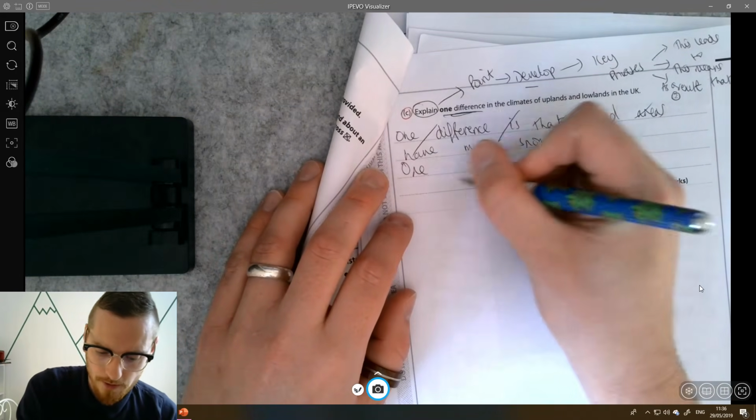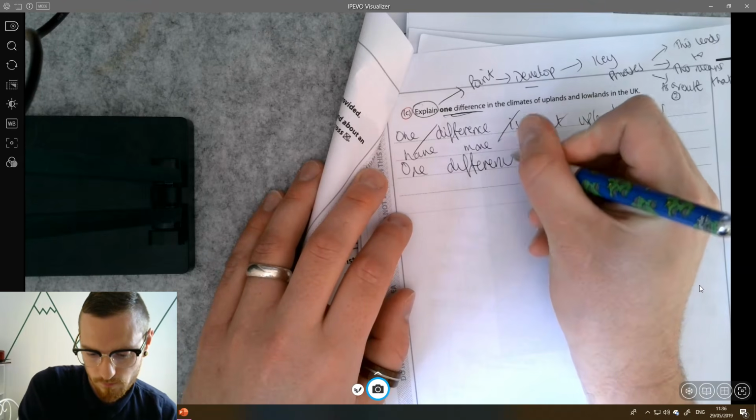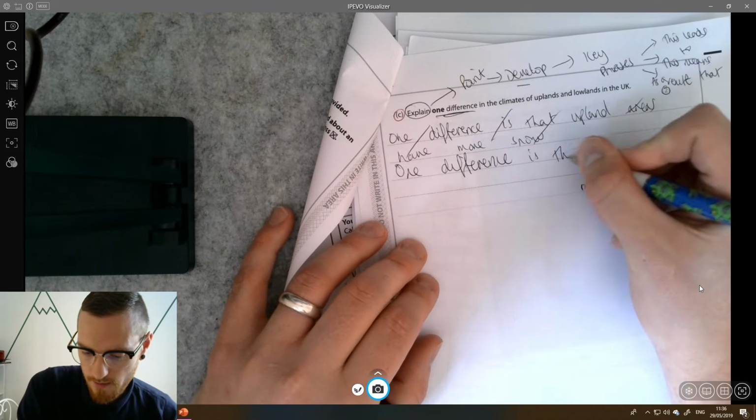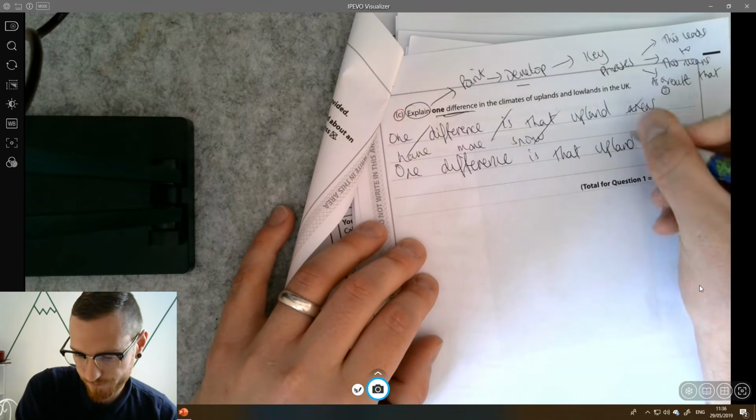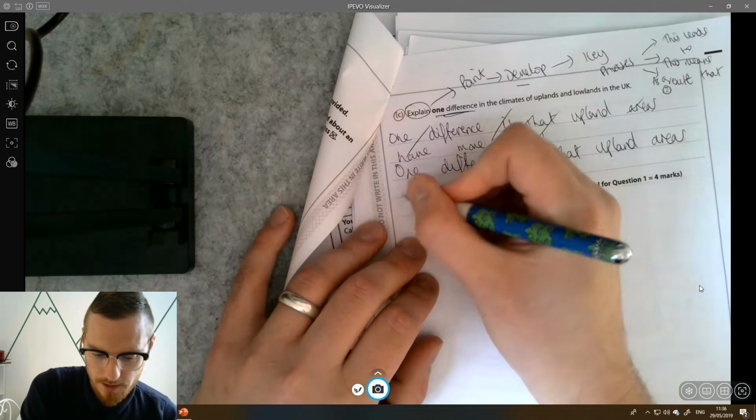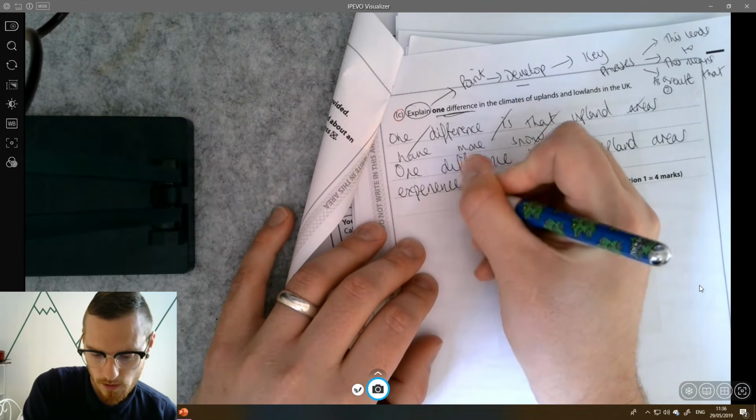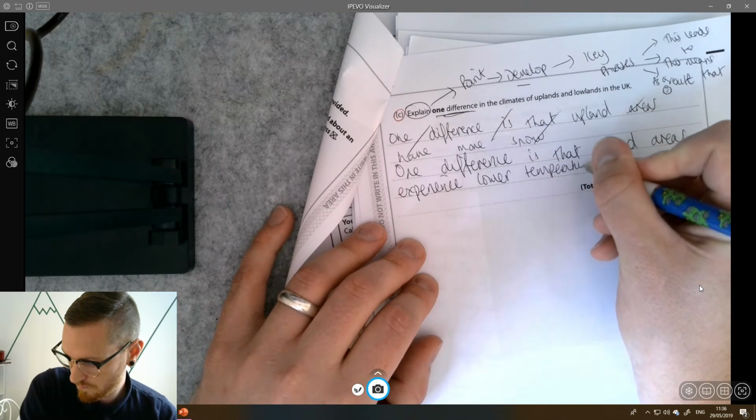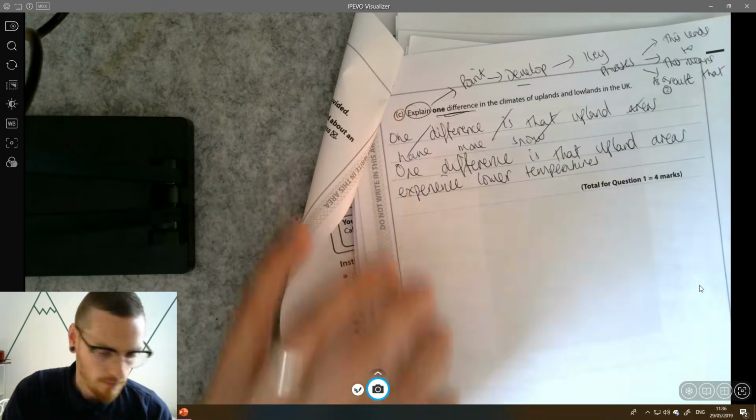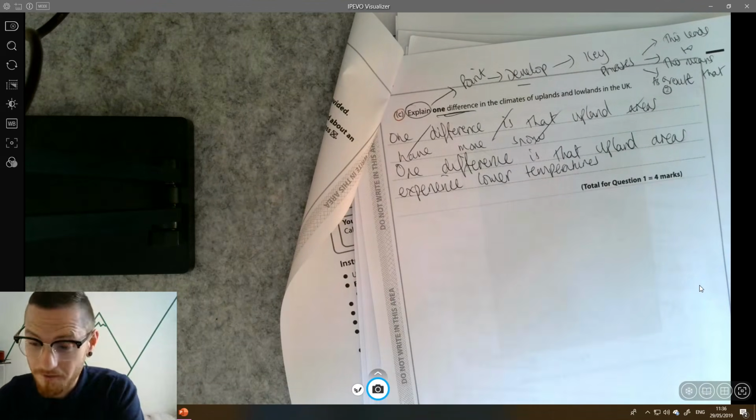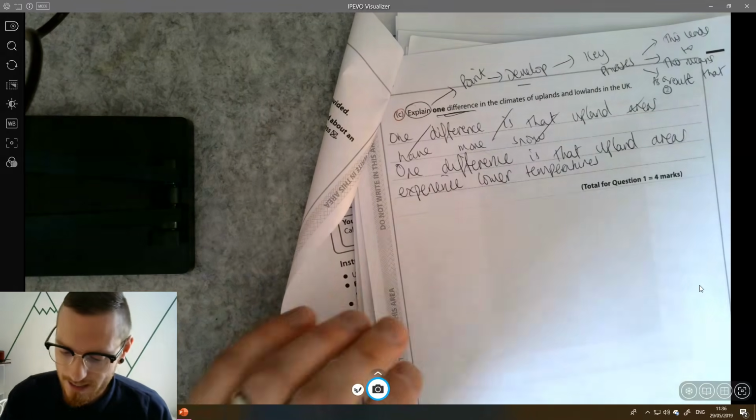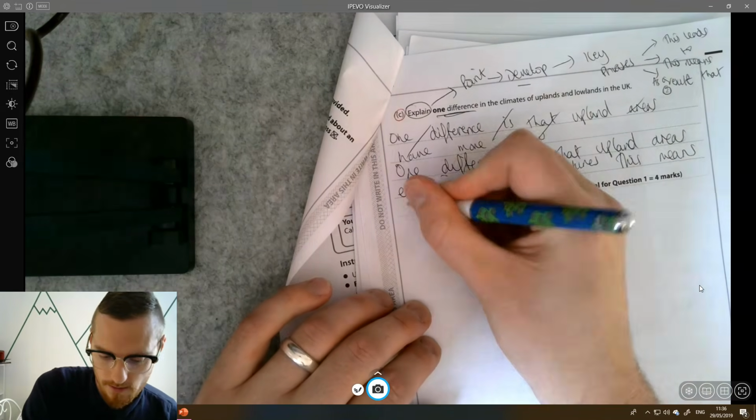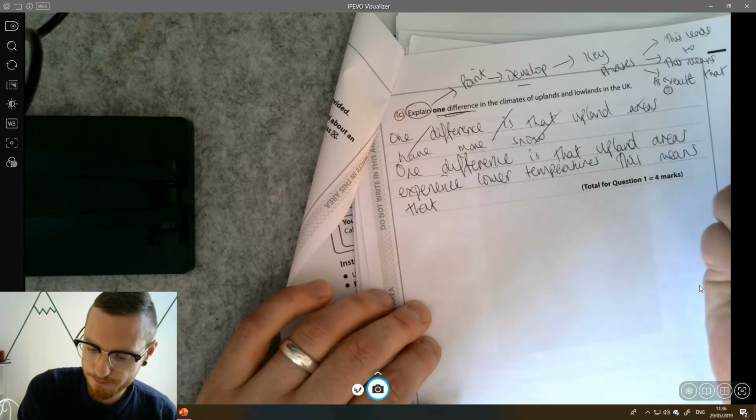So, one difference. Apologies about that. One difference is that upland areas experience lower temperatures. And then I'm going to develop my point, and because I can't find another color, I'm going to just highlight it. This means that, so I'm developing my point there.